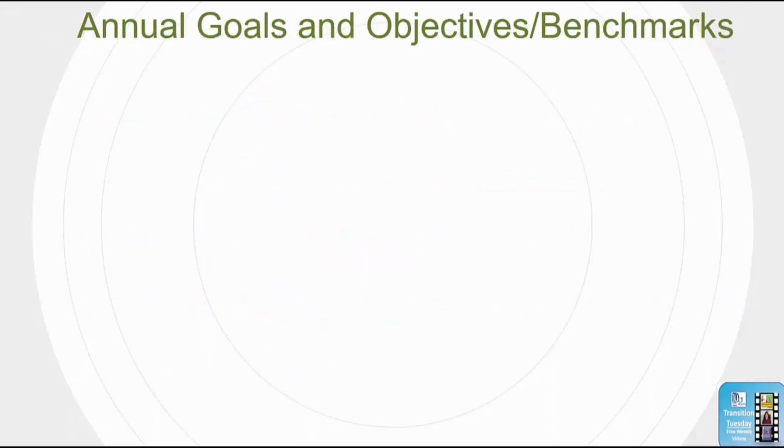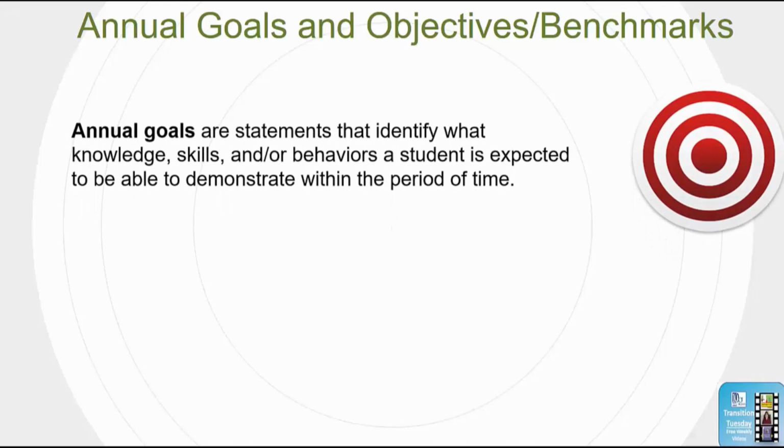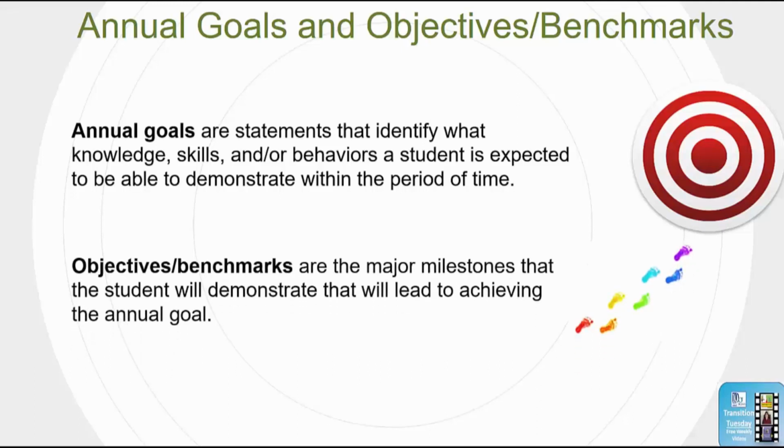Let's start with the definition of annual goals and objectives or benchmarks. Annual goals are statements that identify what knowledge, skills, and/or behaviors a student is expected to be able to demonstrate within a period of time. The objectives or benchmarks are the major milestones that the student will demonstrate that will lead them to achieving the annual goal.